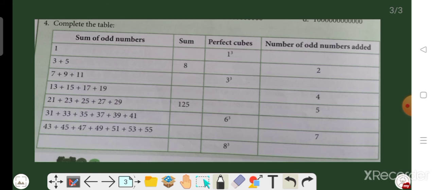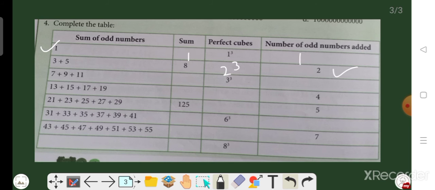In the fourth question, we have been given 4 columns, in which the first column is the sum of odd numbers, the second is their sum, the third one is perfect cube, and the fourth one is the number of odd numbers added. We have to fill in the blanks. Look at the first part. Here we have 1. The sum is 1 and 1 is equal to the cube of 1. How many odd numbers are there? Only 1. Now in the next, 3 plus 5 is equal to 8, and 8 is equal to the cube of 2, and the number of odd numbers added is 2.